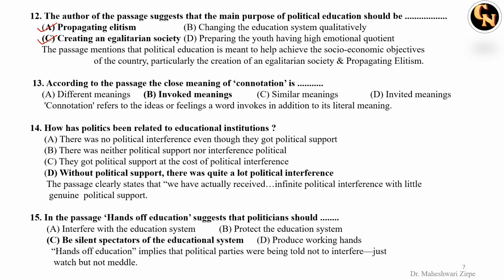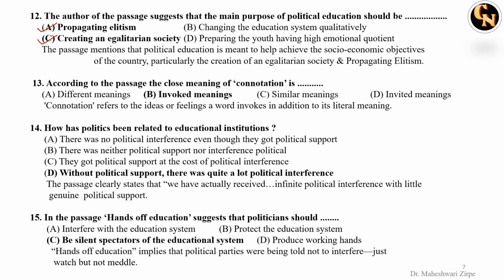So such society is called an egalitarian society. Okay. So here the author is trying to tell that the main purpose of political education should be to try to create such a type of society which is having equal rights, opportunities, and access to all the resources, and not propagating elitism.